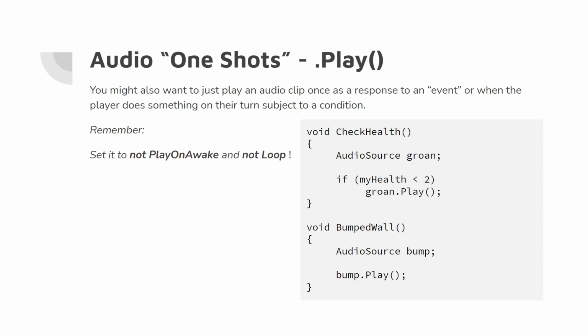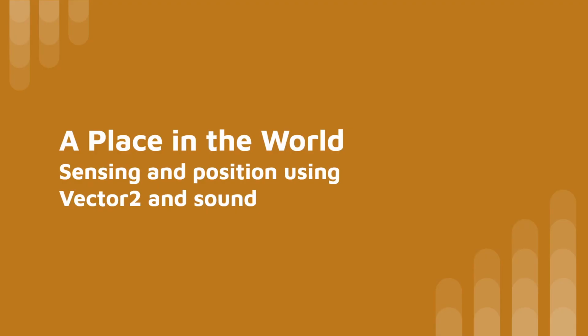Generally, of course, you want to set the state so it doesn't play on awake and it doesn't loop, so that you can control it. So in this case, maybe I have it say, if the health is less than 2, I play the groan sound. If I bump into the wall, I hit the bump sound, that sort of thing. Straightforward. Here, I did it again, straightforward.